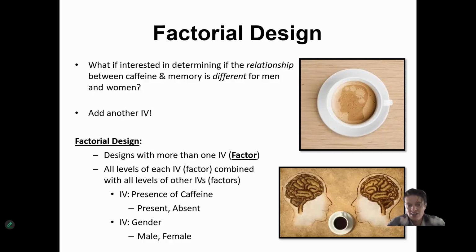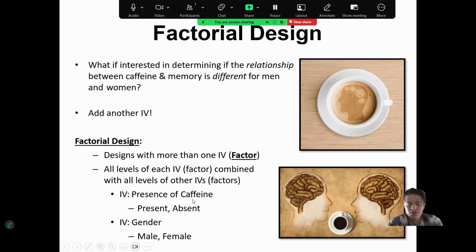So when a factorial design is used, it has more than one independent variable or more than one factor. And all levels of each independent variable or factor could be combined with all levels of the other independent variable or factor. So for example, if we were looking at this relationship here on this slide, one independent variable could be the presence of caffeine. So it's either present or absent. And one independent variable could be gender, either male or female. And we would be measuring memory, right? Which we would use with some kind of instrument.